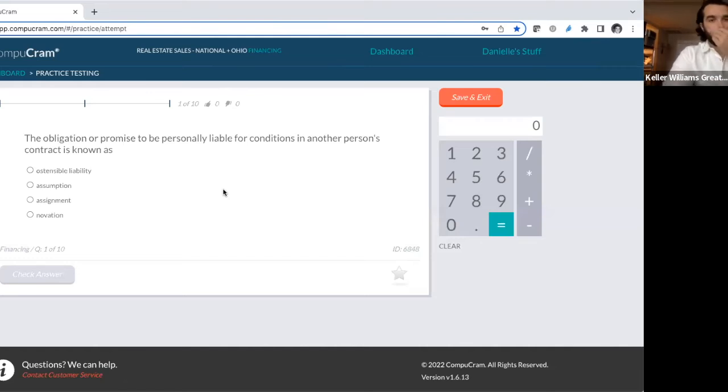All right. Question number one: the obligation or promise to be personally liable for conditions in another person's contract is known as A, ostensible liability, B, assumption, C, assignment, or D, novation.